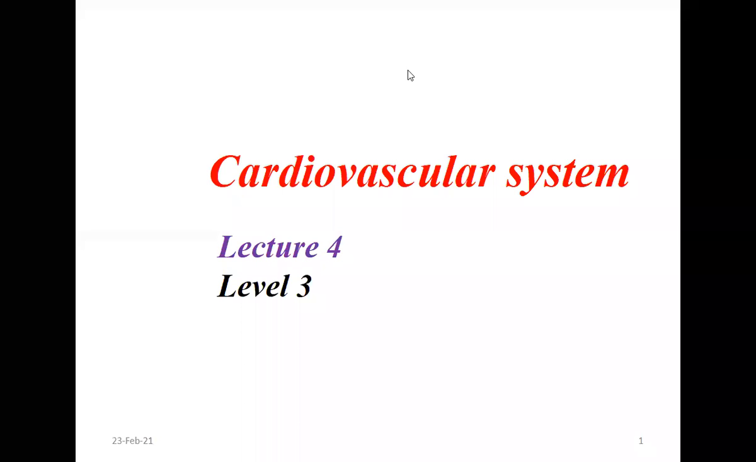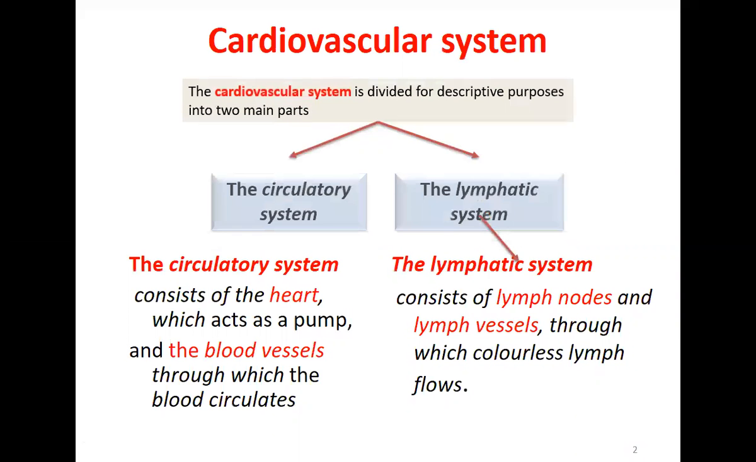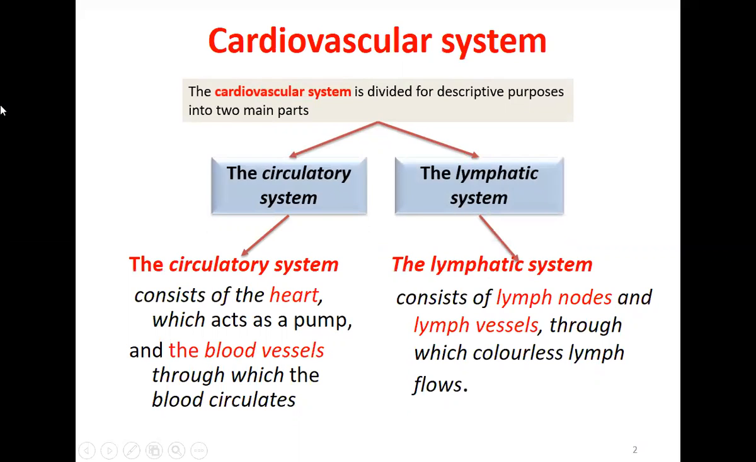So today we'll take up one more important topic, that is the cardiovascular system. We'll try to briefly understand what exactly is the cardiovascular system. As you know, the name itself indicates it: cardio means heart and vascular means vessel. So this system will be mainly related to the heart as well as the vessels which are related to it.